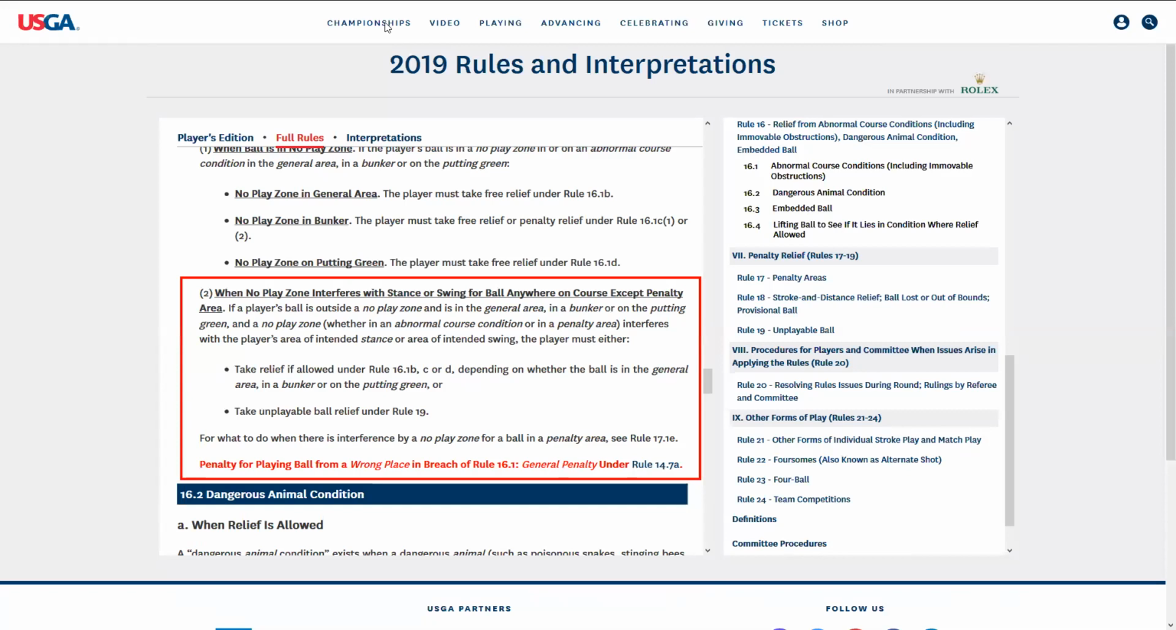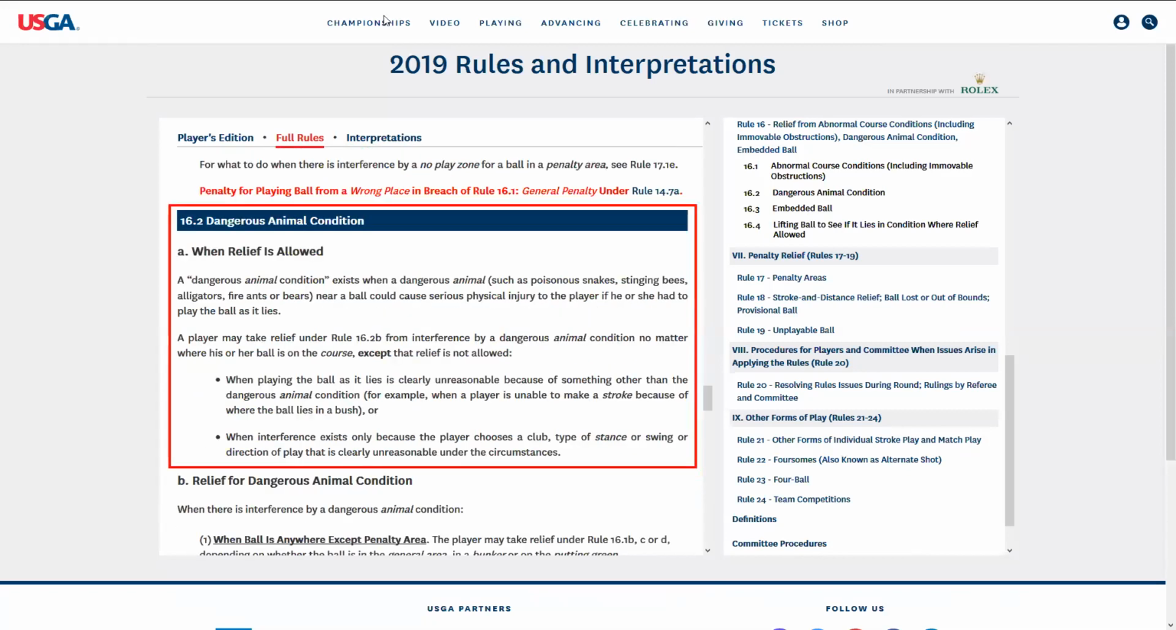Okay, 16.2. Dangerous animal condition. A dangerous animal condition exists when a dangerous animal, such as a poisonous snake, stinging bees, presumably not regular bees, but only stinging bees, alligators, fire ants, or bears, near a player's ball could cause serious physical injury to the player if he or she had to play the ball as it lies. This was previously a decision. It's now been put into the rules themselves, dangerous animal condition.